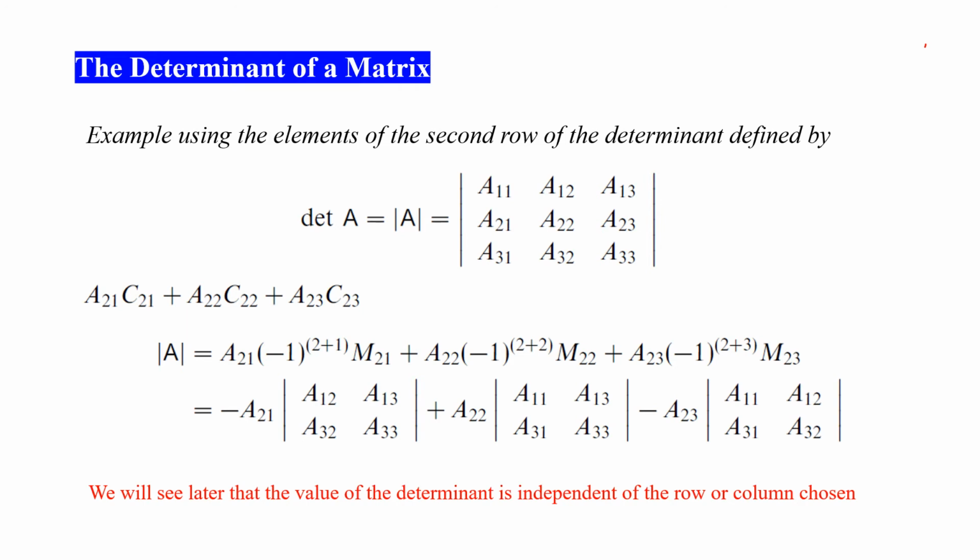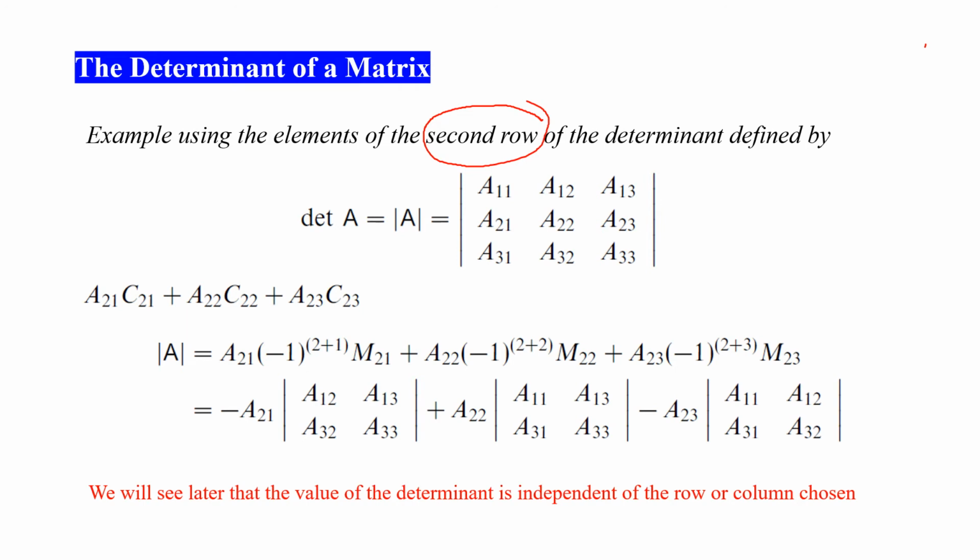Example using the elements of the second row. We're going to find the determinant by choosing your second row. So if we are choosing your second row, you're going to multiply the elements with the corresponding cofactors. That is your A21 times C21 plus your A22 C22 plus A23 C23. Let's have first your A21.